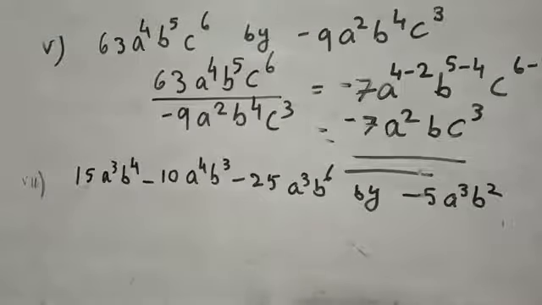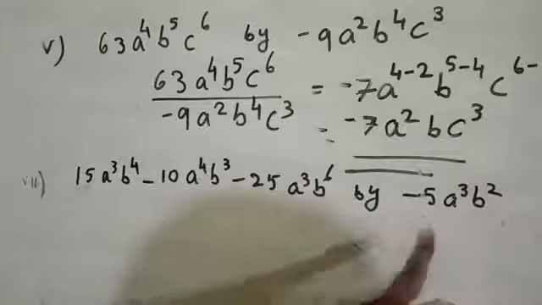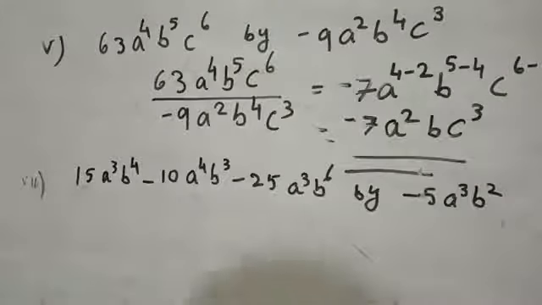And the divisor, this is called a divisor, dividend, divisor. Okay, dividend and divisor, and the answer is called quotient. So minus 5 a cube b square is the divisor.